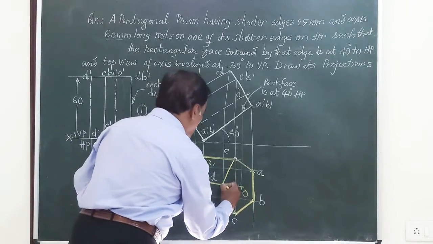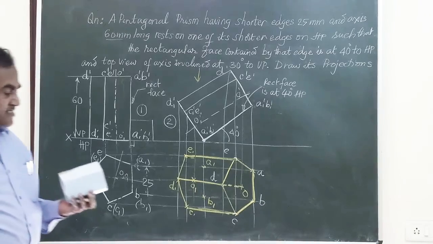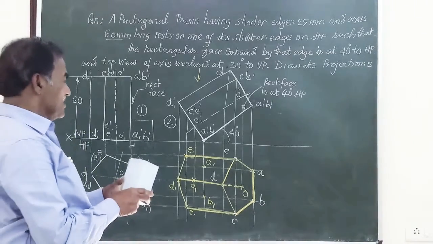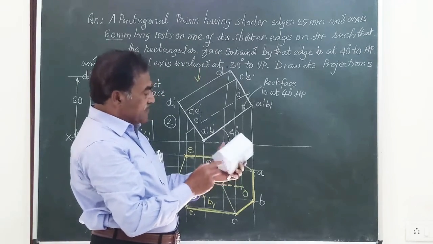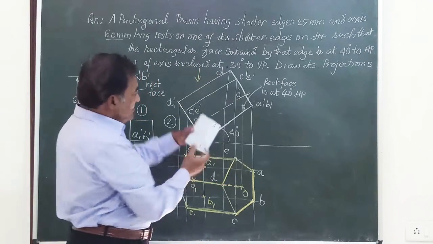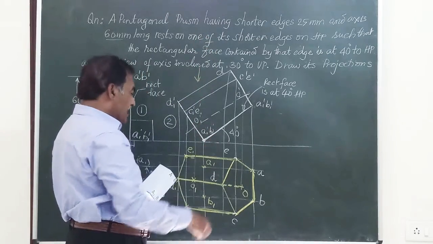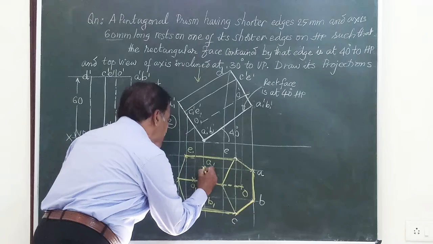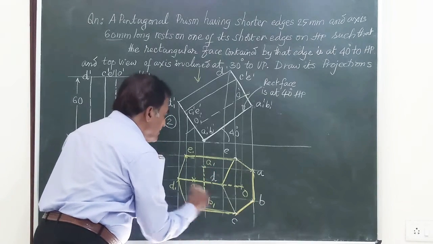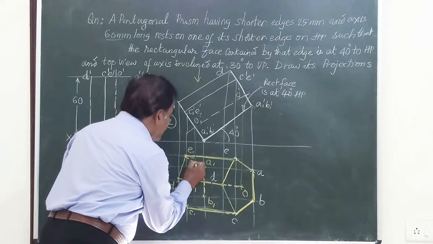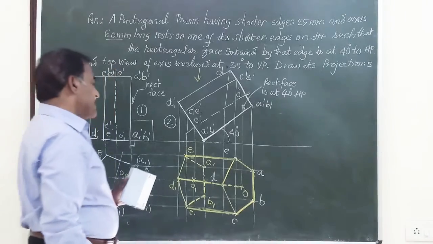So O1 in the top view represents the top view of this. What is not visible to the observer in the top view? When you look from the top, the edge A1 B1 on which the object is resting on HP is not visible in the top view, and hence I am going to show this edge A1 B1 by dotted line. Similarly, the other edges connecting that are also not visible, and hence I show them by dotted lines.